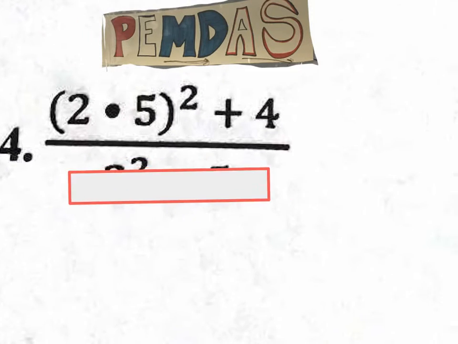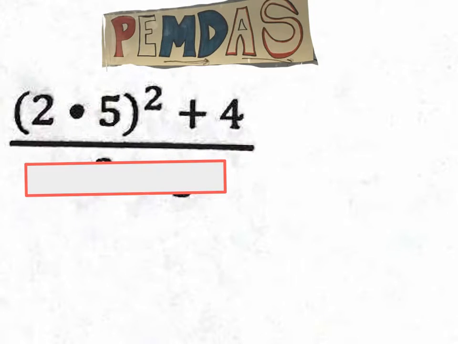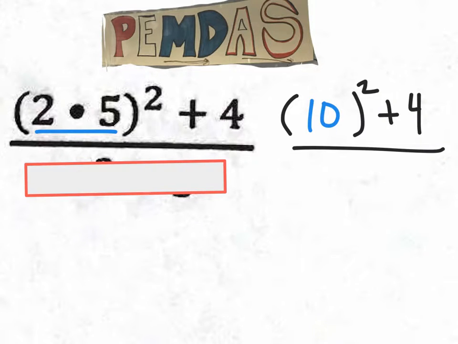So what we're going to do is rewrite the 2 times 5 as 10. And notice that I rewrote everything exactly the way it is. All I did was that single step of 2 times 5, there it is, 10. The squared is still right there. The plus 4 is still right there. Okay. So continuing with the top, let me make some more space over here.